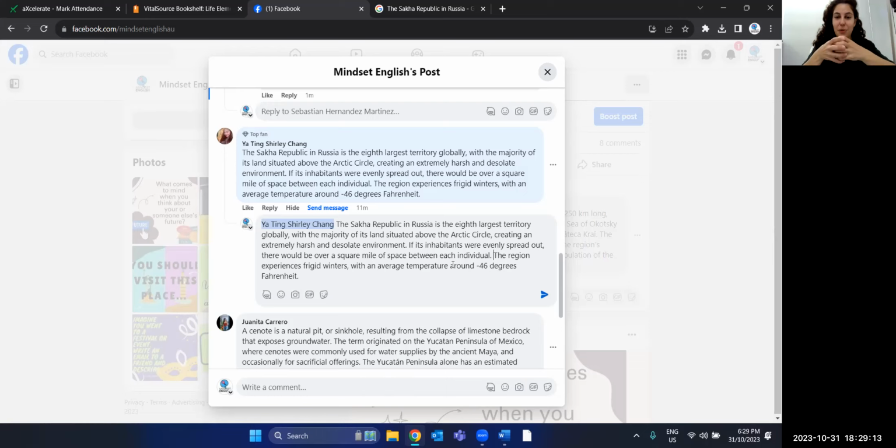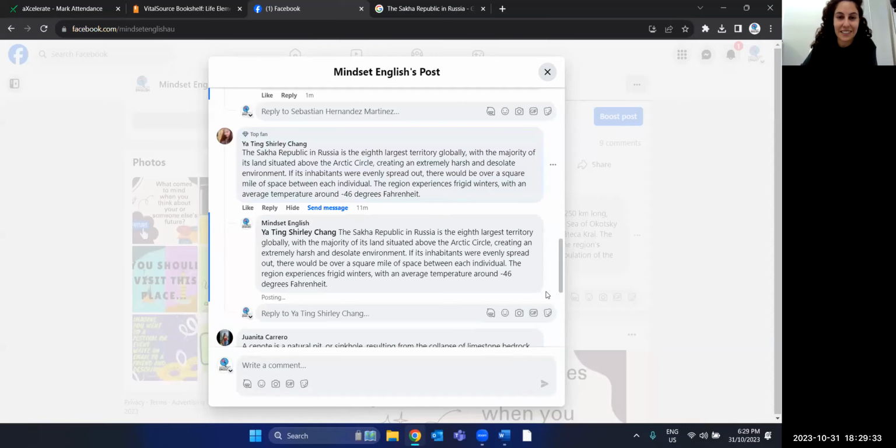Wow. So there's only a small number of people keeping together in a very small space. But what Shirley is saying is that if they were to spread out, there would be a big space between each of the people. The region experiences frigid winters with an average temperature around minus 46 degrees Fahrenheit. Okay, good. Thank you.